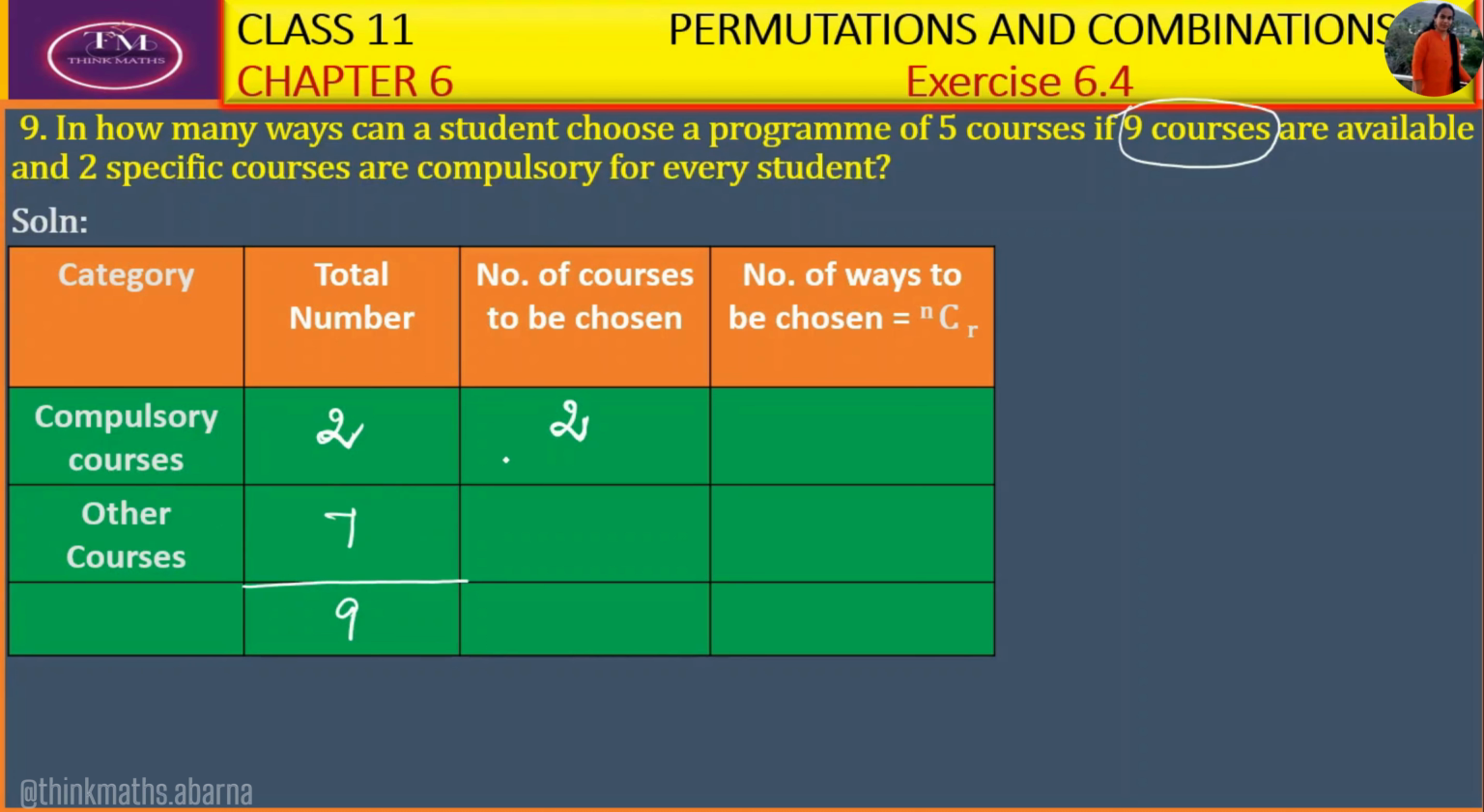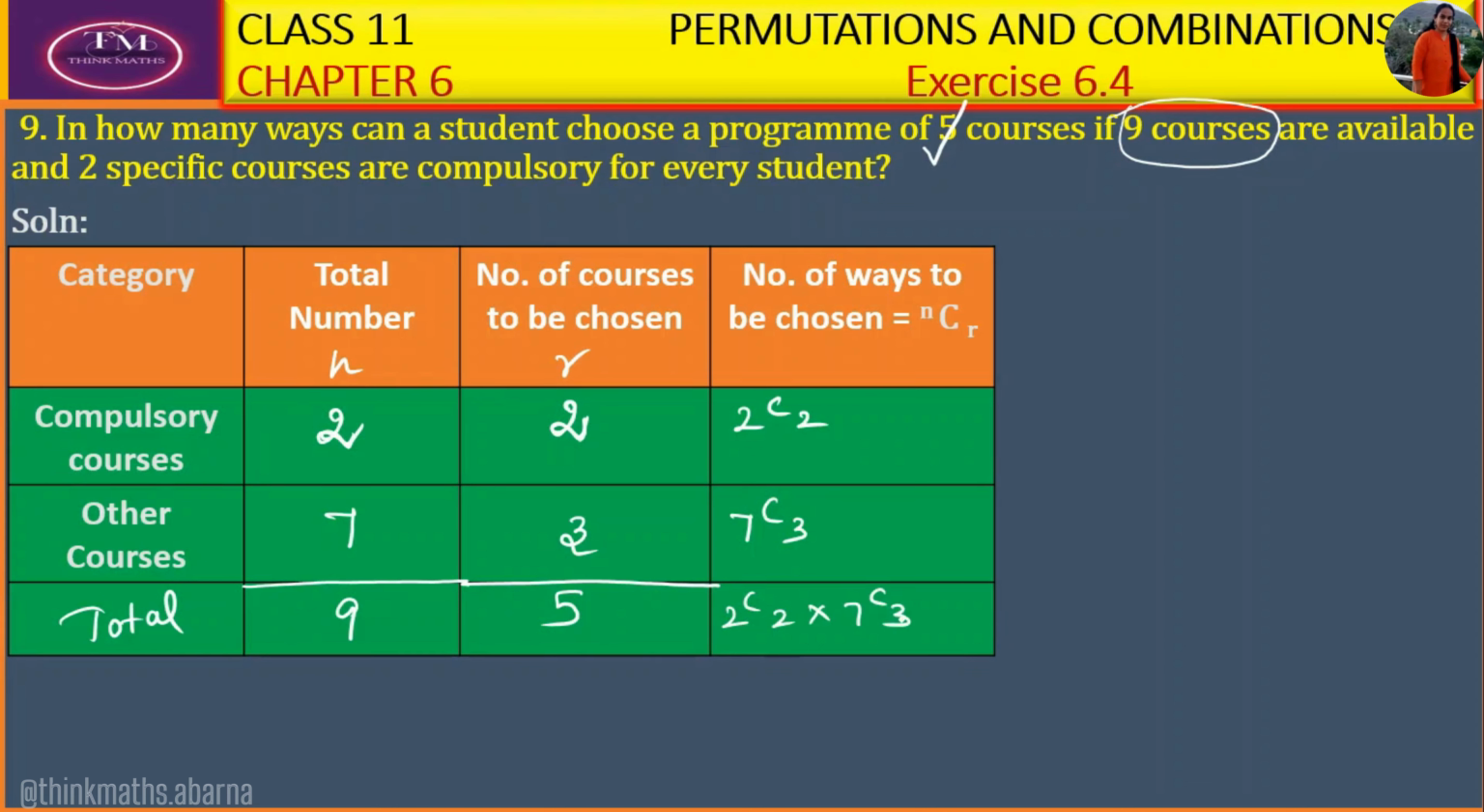How many courses do we have to choose? We have to choose these compulsory courses, so all these should be chosen. In total, how many courses do we have to choose? In total, we have to choose 5. So these are the total values. So other courses to be chosen will be 5 minus 2. It should be 3. So this is N and this is R. So the total number of ways is 2C2 into 7C3, which is the total number of ways to be chosen.